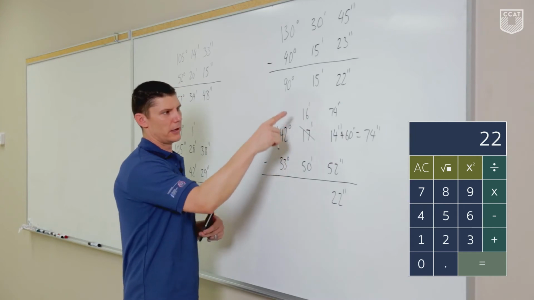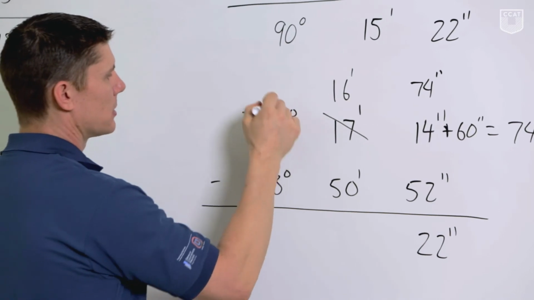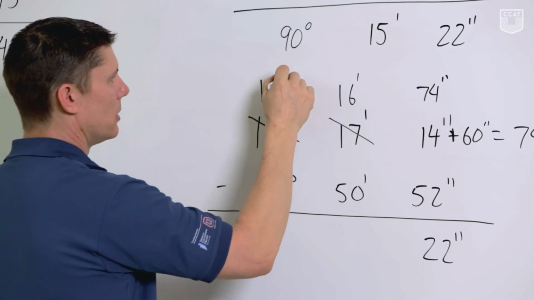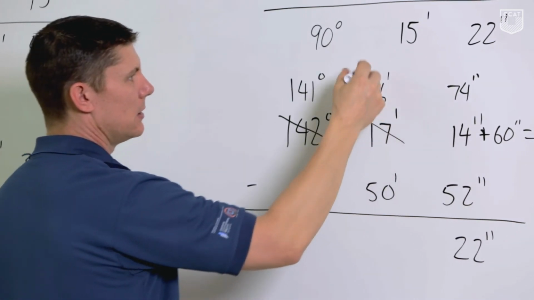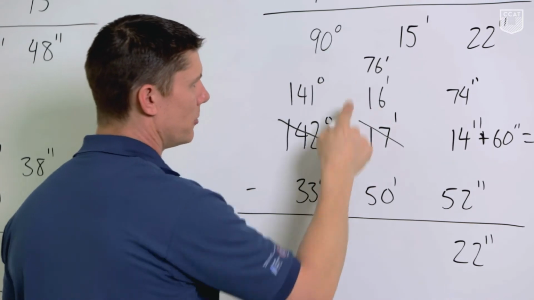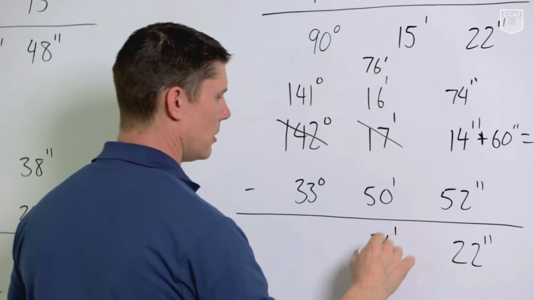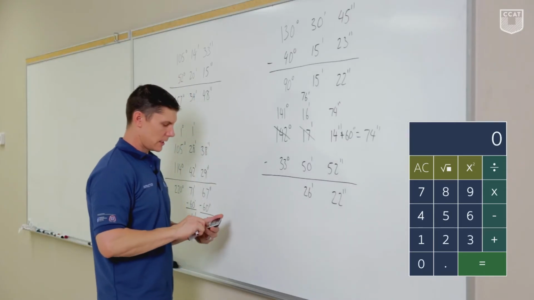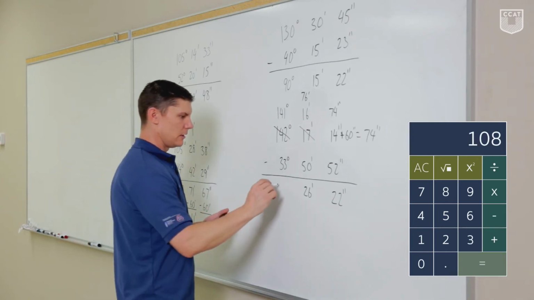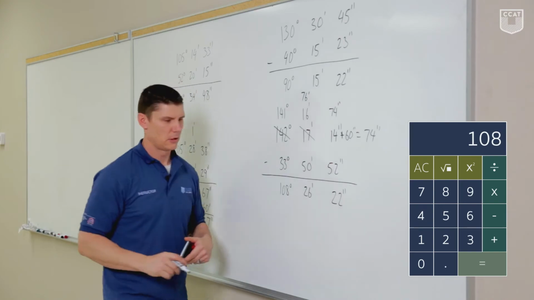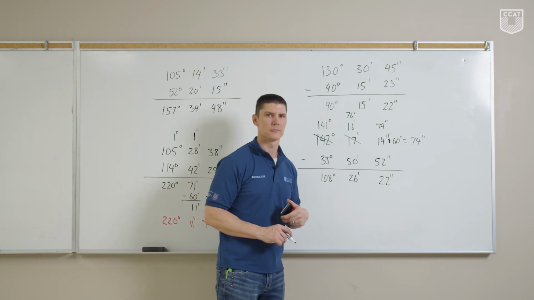Okay, we're going to do the same thing over here now. 16 minus 50, again, we can't do that, so we're going to have to steal a degree. So we're going to subtract 1, so it'll be 141 degrees. We're going to add the 60 minutes to our 16, so we'd be at 76 minutes. So 76 minus 50 is going to be 26 minutes. And then the last one here, we've got 141 minus 33 equals 108 degrees. So our final answer would be 108 degrees, 26 minutes, and 22 seconds.